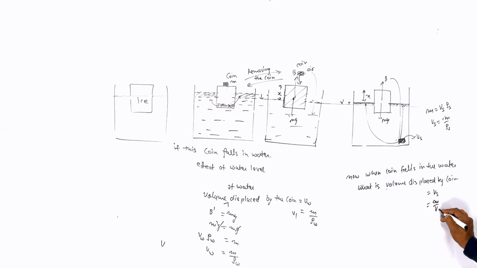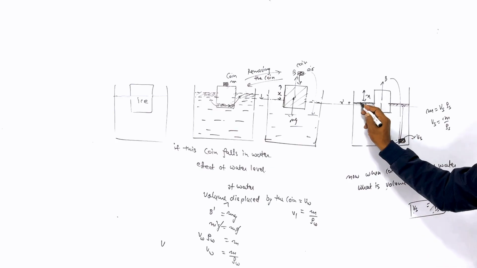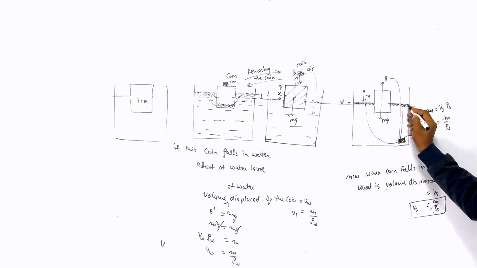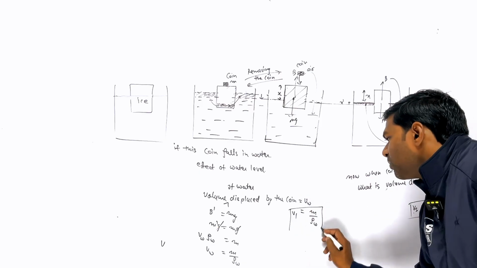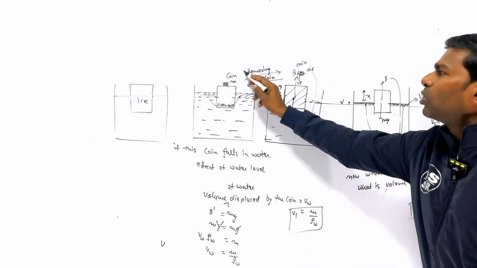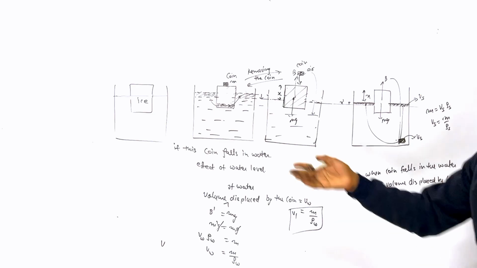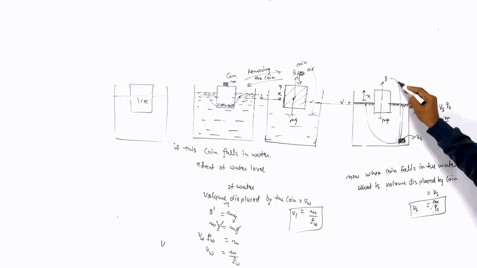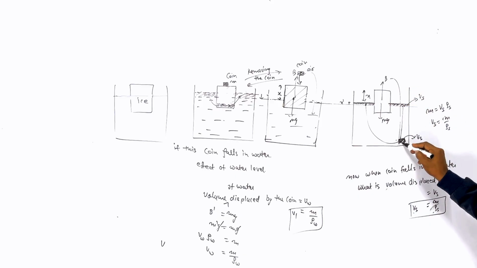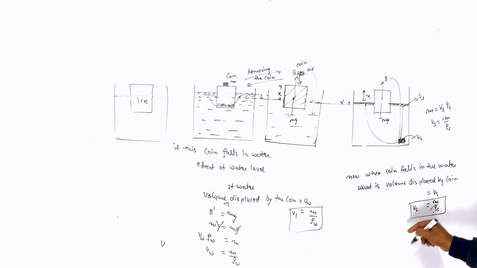So this is the mass upon density of solid. This is again the volume displaced by this coin, right? If you consider this small volume, it is equal to the volume of the coin. Is it clear or not? So when you put the coin on the wooden block, what is the volume displaced? This is the volume displaced. When you drop this coin, what is the volume displaced? This is the volume displaced.